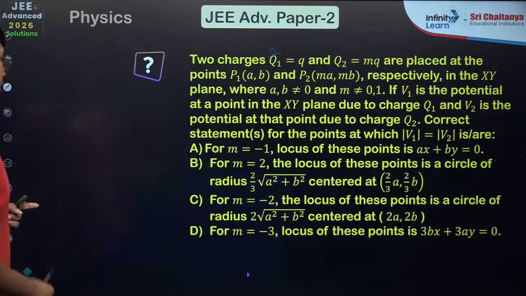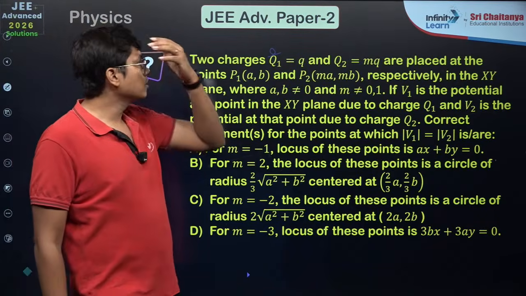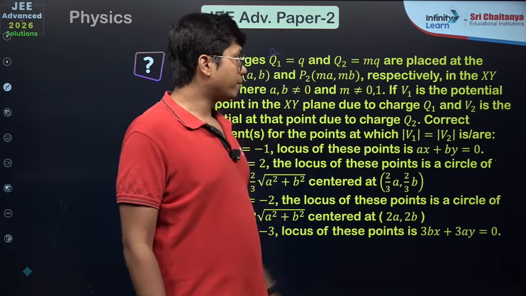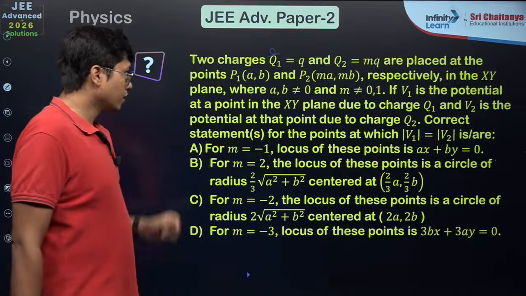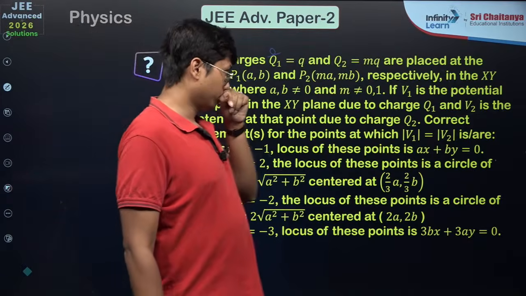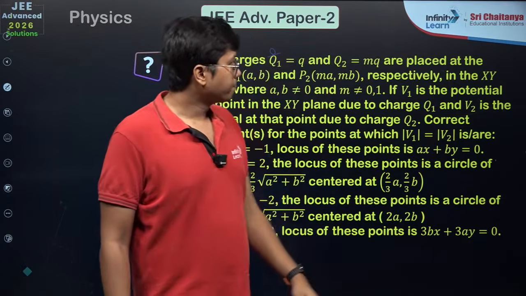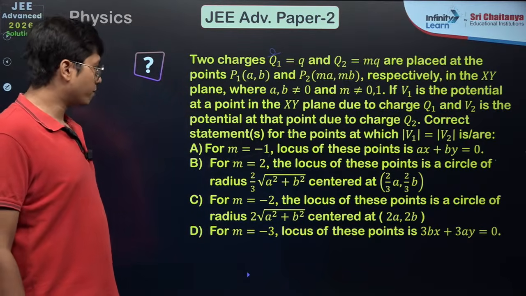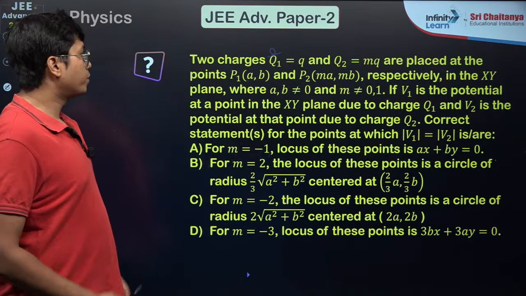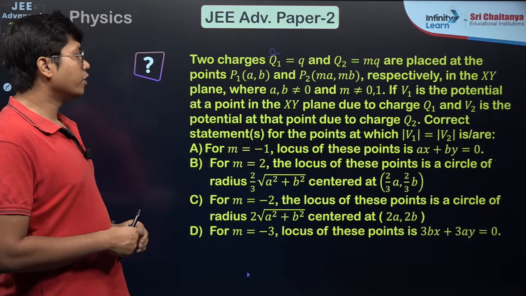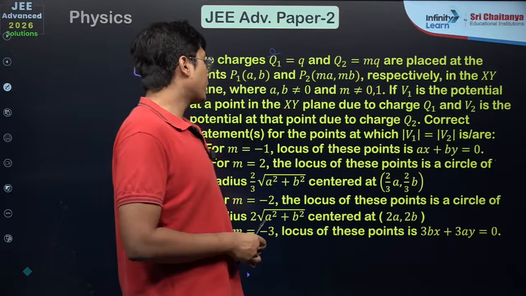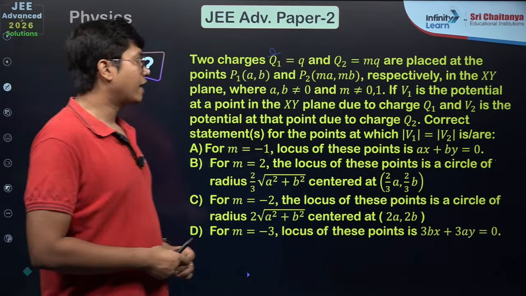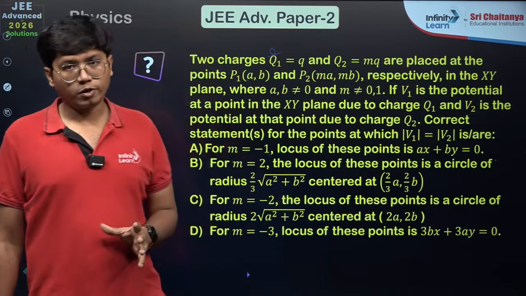Okay. Next MSQ says there are two charges. Capital Q1 is equal to small q and capital Q2 is equal to mq. They are placed at points P1 is (a, b) and P2 is (ma, mb) respectively in the xy plane, where (a, b) is not equal to 0, and m is not equal to 0, 1. If V1 is the potential at a point in the xy plane due to the charge Q1, V2 is the potential at that point due to the charge Q2, which is the correct statement for the points at which V1 is equal to V2 in magnitude?